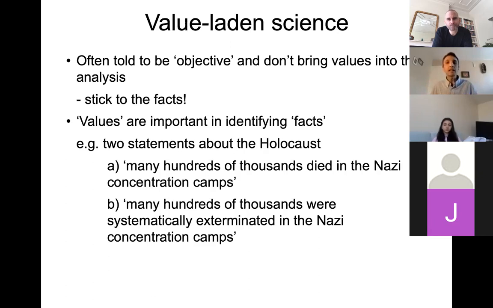So I have a few more moments here. I will end with a couple more slides. But look, here are two statements about the Holocaust, right? The first statement says, many hundreds of thousands died in the Nazi concentration camps. The second statement says, many hundreds of thousands were systematically terminated in the Nazi concentration camps. Now, I would invite you then to say which of these statements is better than the other.